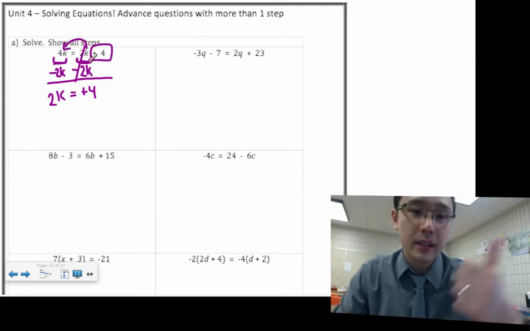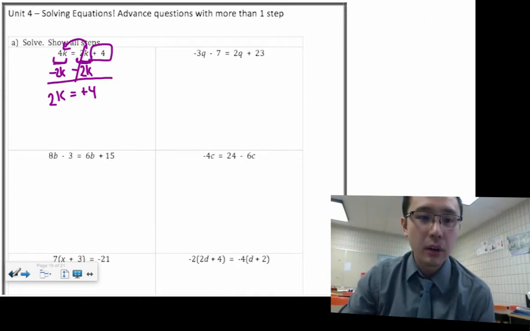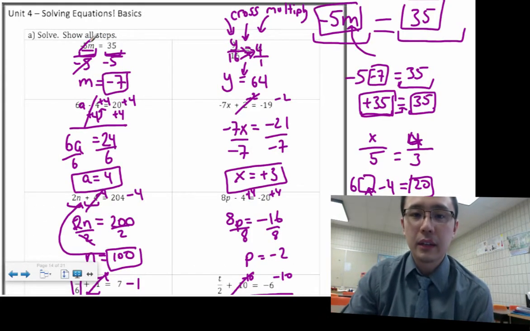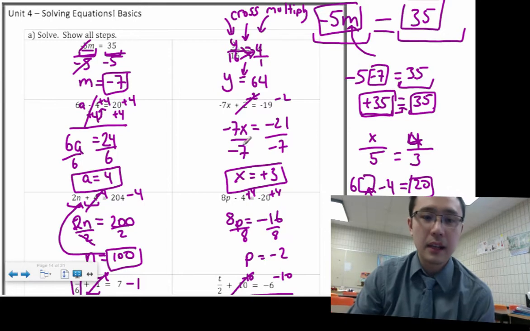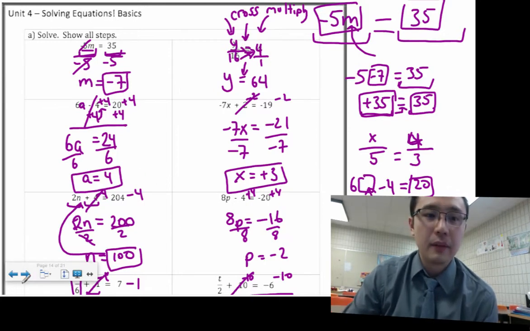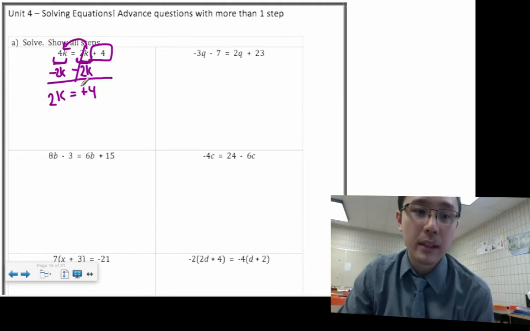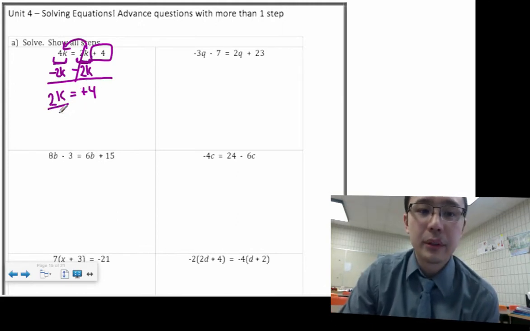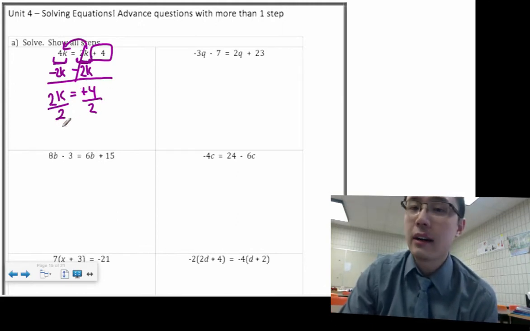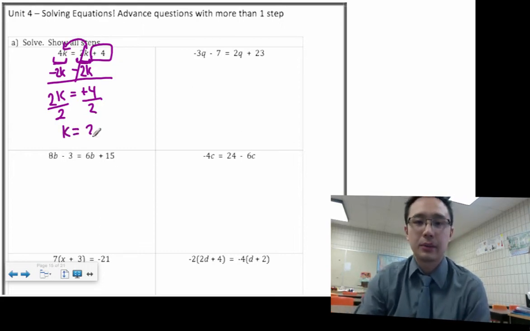In all the previous examples from the last page, all your variables are on just one side of the equation: left side, left side, left side, and left side. But since I have variables on the left and right side, I'm just going to move them to one side. After I have moved them to one side, I solve for k just like how I did before, so that k is equal to 2.